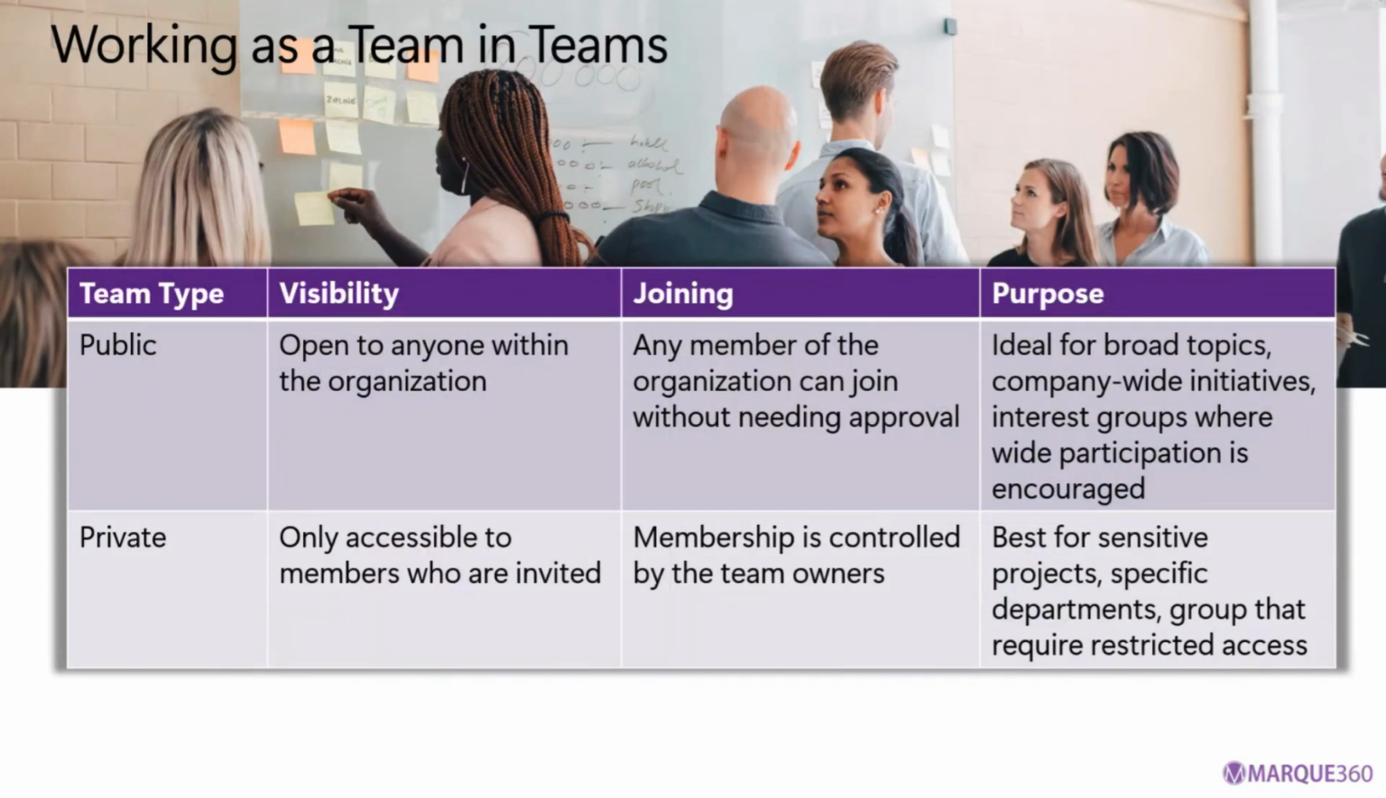But what we're here to talk about is working as a team in the context of Teams. So you'll see when I go to create a team, there are two types we can create. One is a public team. It's open to anyone in your company. Someone comes, they say, I'd like to join a team, and your public team would be in their list of what's available. It's really good for an area where there's broad topics.